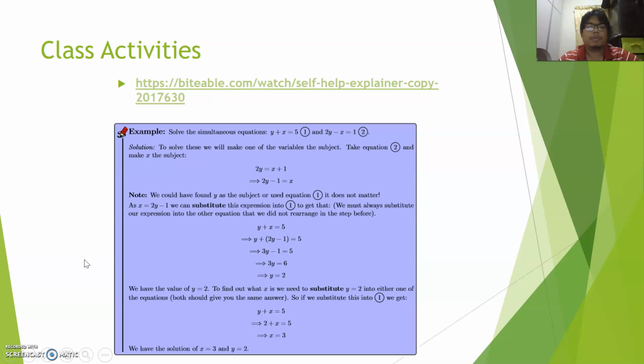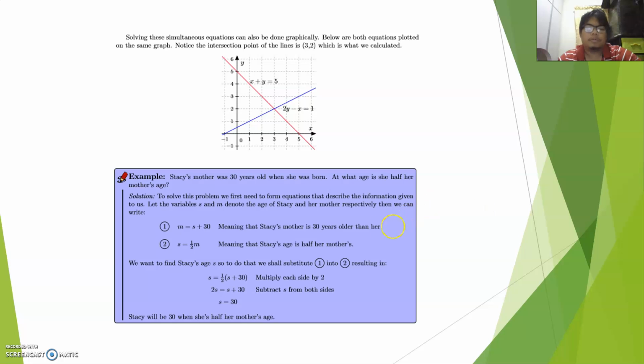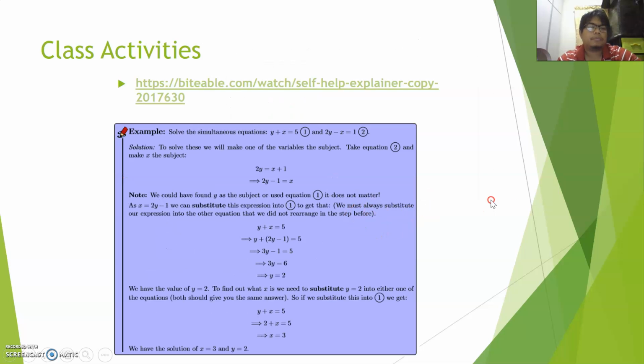So we can say that simultaneous equations are a concept where we solve for two unknowns using two given equations. We already learned it in our primary, secondary, matriculation or tertiary level. So I would like to just recap the concept of simultaneous equations. For example, here we have two equations.